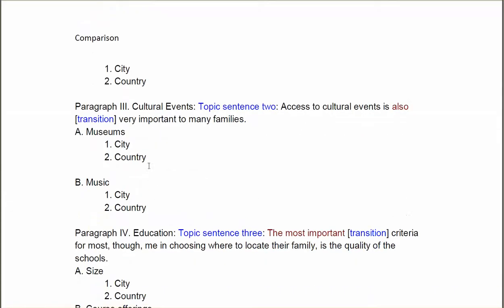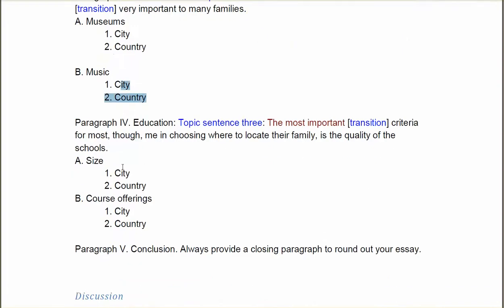Cultural events, the same cultural events as I talked about in my side-by-side, museums and music, but I'm going to talk about museums. What are the city's museums like? What are the country's museums like? When I finish that, I'm going to move on to music. What's music like in the city? What's music like in the country? And of course, in the final paragraph, the same thing.